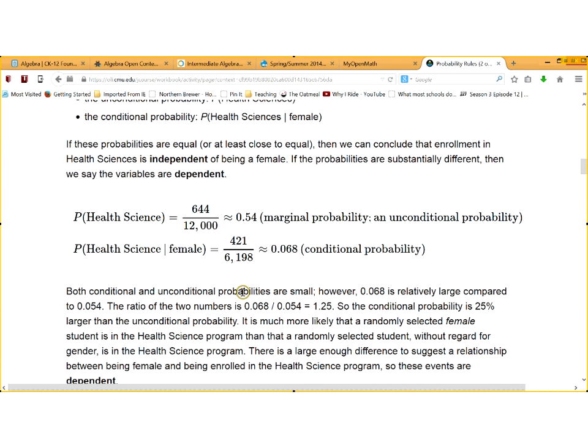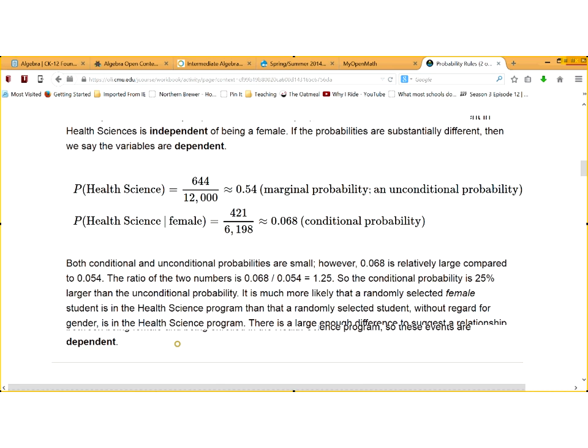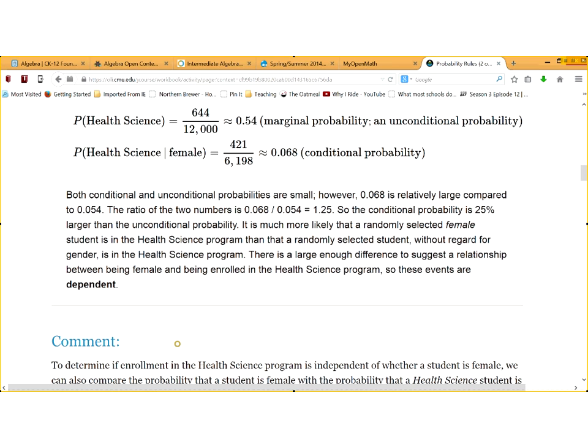There's the 644 out of 12,000, which is 0.54. That should be 0.054. That's a typo there. Versus the 421 out of 6,198, which is 0.068. So someone is more likely to be a health science major if they're female. So one thing we say is that gender and whether or not someone is a health science major is not independent. That is, how likely it is that they're a health science major depends on how likely it is that they are female.